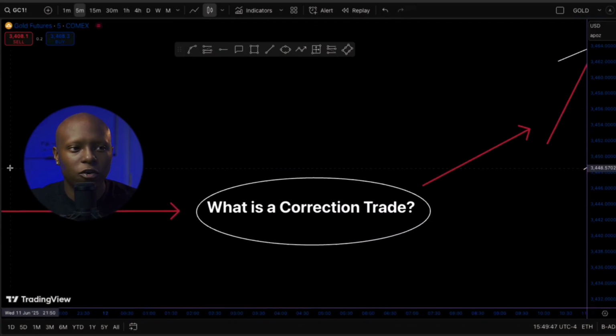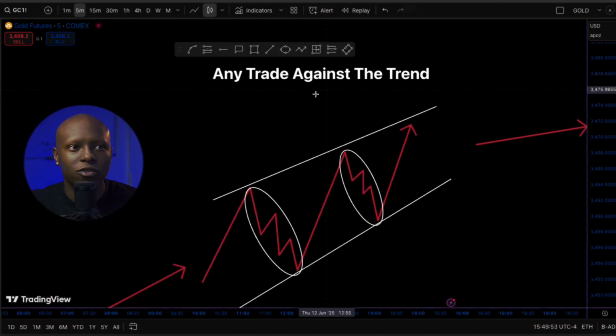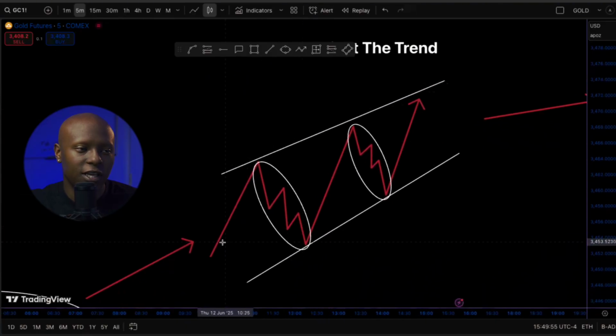The first thing you need to know is what is a correction-based trade? So a correction-based trade is any trade that goes against the trend. So in this example, price is pushing up extremely with bullish volume and it comes back down. A correction-based trade will be trading the correction of the overall move. So if price is going bullish, a correction-based trade would be a sell. If price is bearish, a correction-based trade would be a buy.